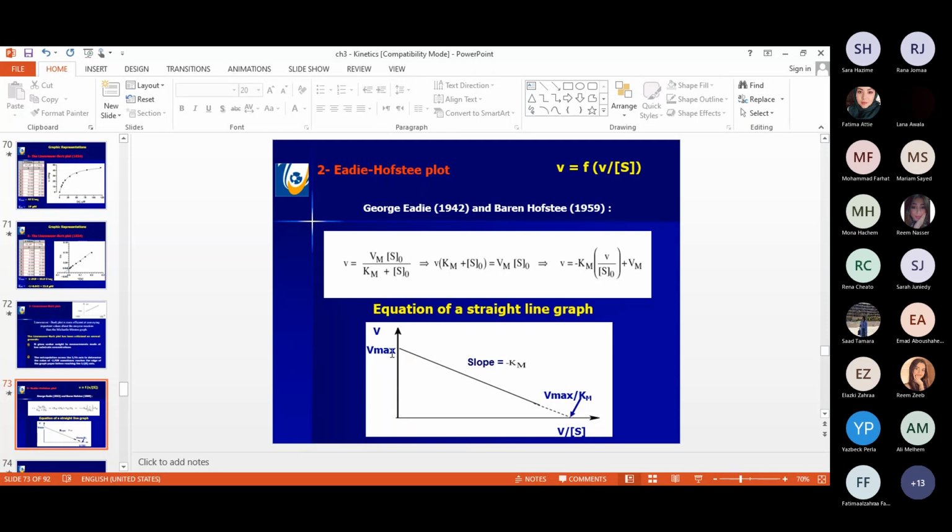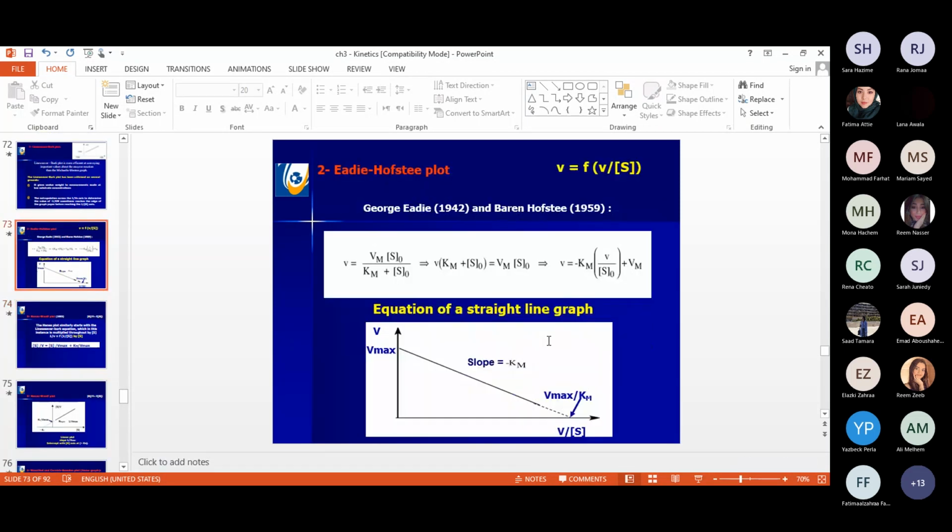So if you can determine Vmax from this value, you can determine the value of Km, or automatically from the slope you can determine Km. So this is another method, very used also, the Eadie and Hofstee method, to determine the value of Vmax and Km graphically.